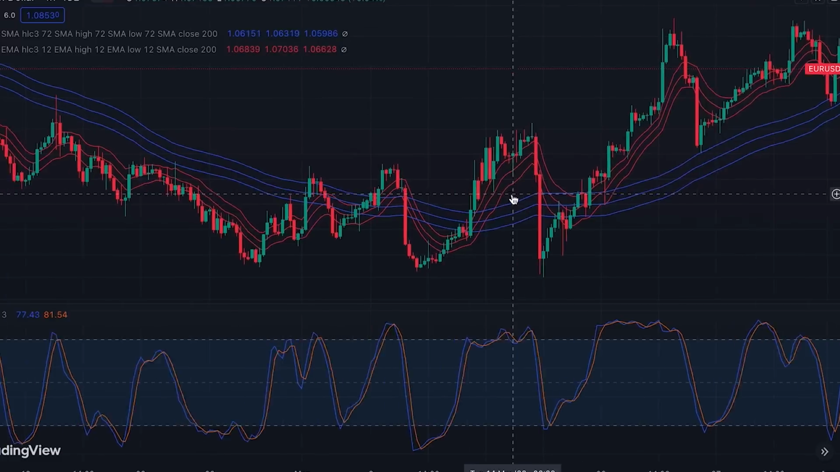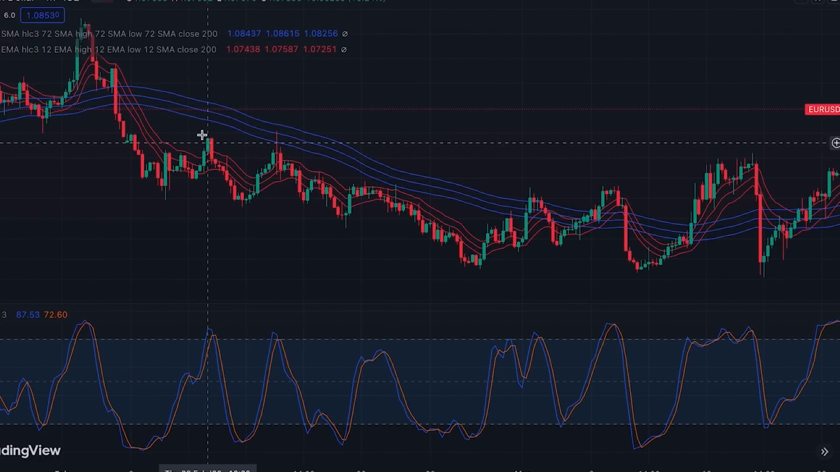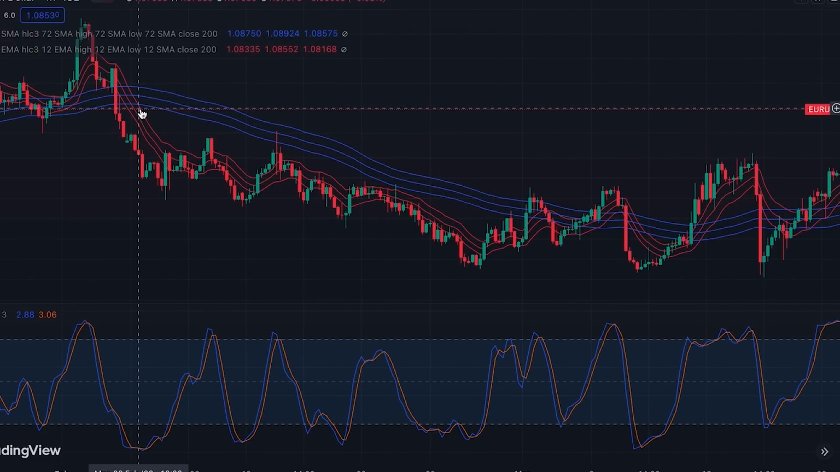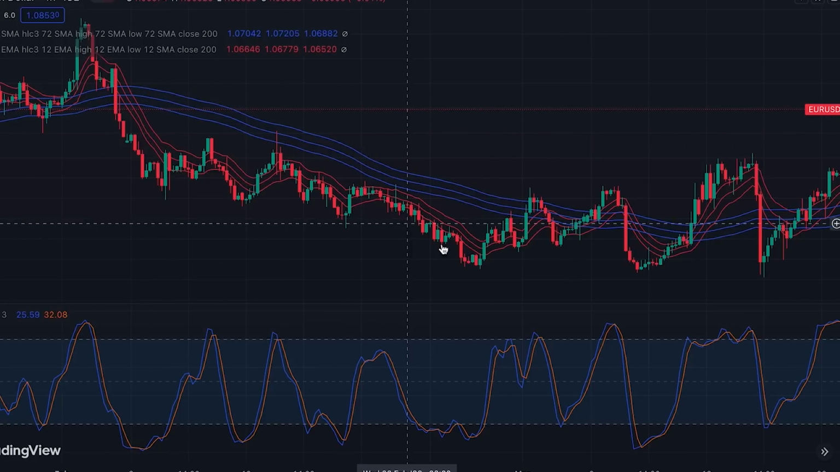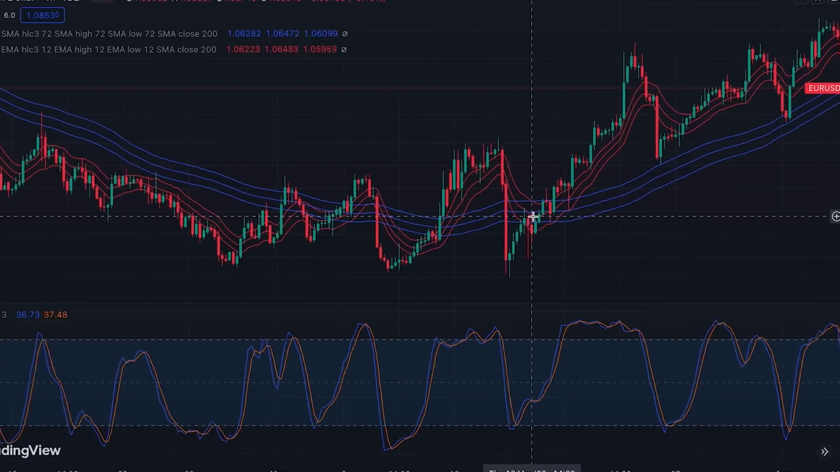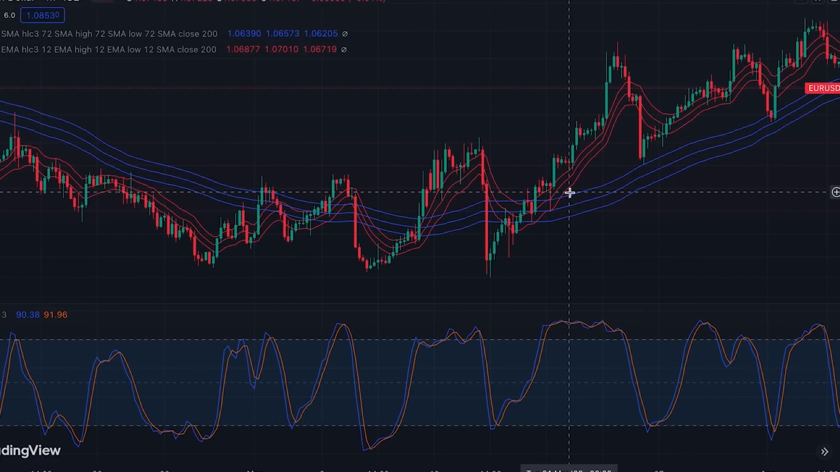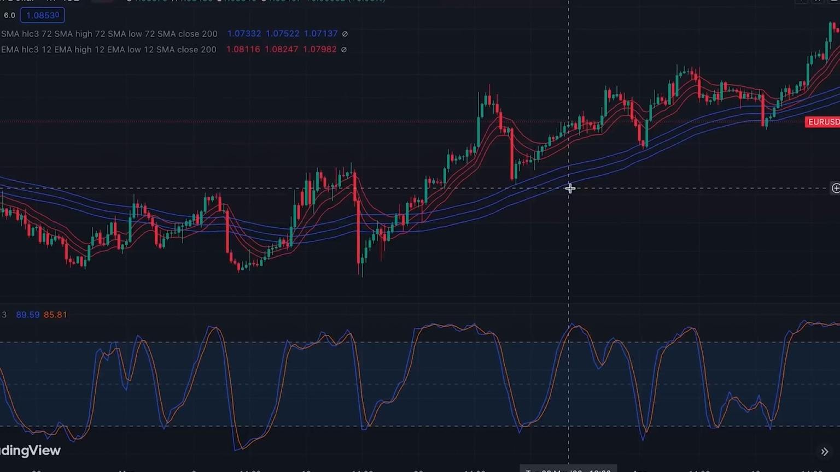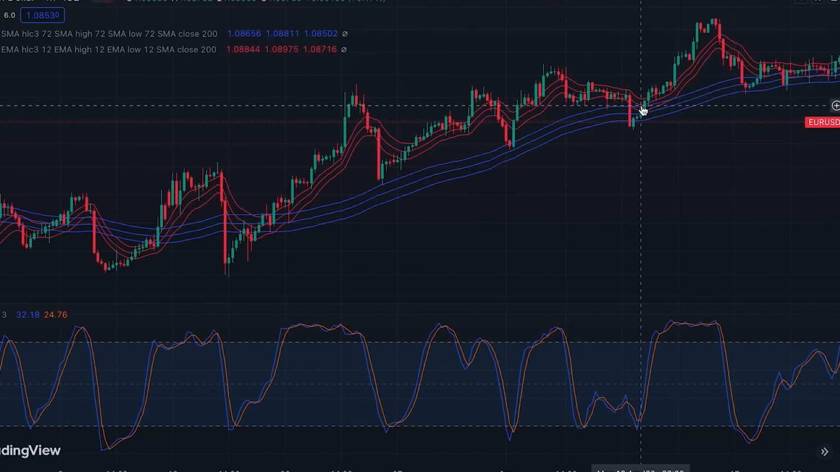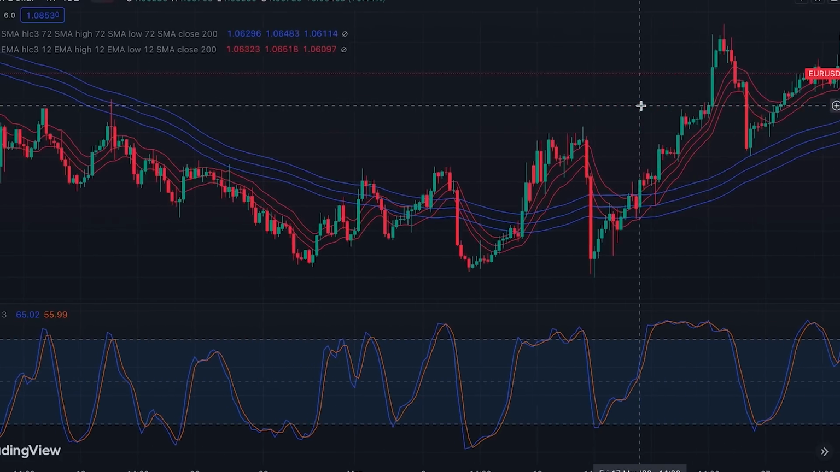So we start trading when they are completely away from each other, which means the red channel is completely below the blue channel, which started from here and lasted up to this point. Or on the other hand, it's completely above the blue channel, which started from here and it lasted up to this point. Alright, now let's see how we discover trading opportunities.